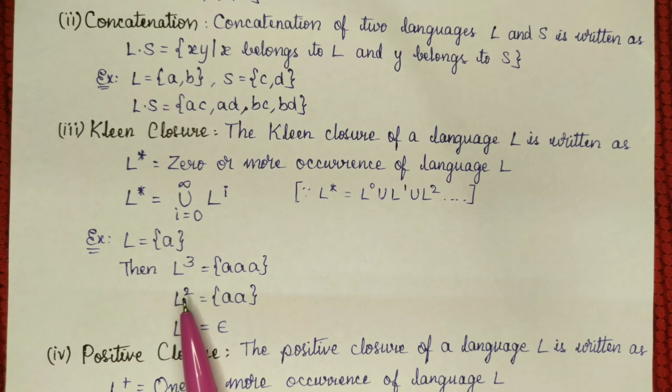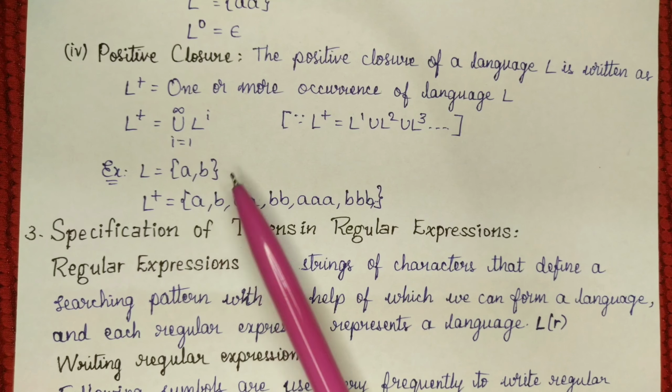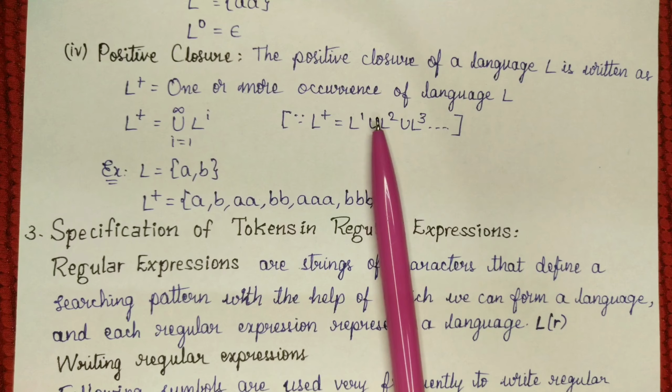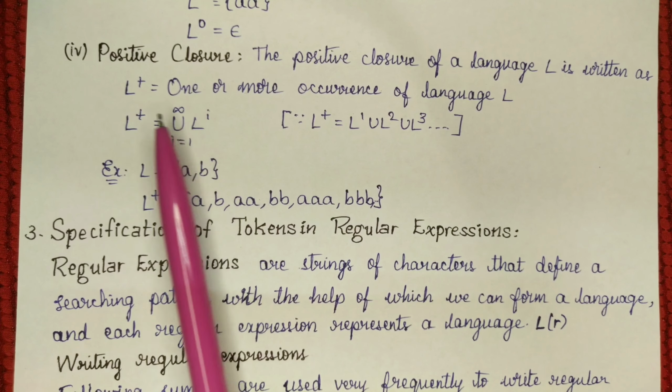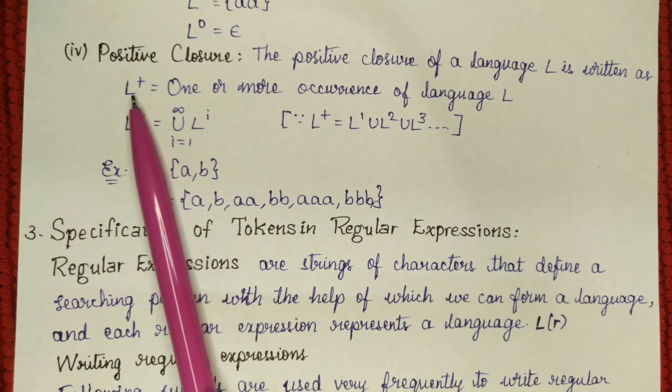Similarly, L to the power of 2 means we have to write A 2 times. L to the power of 0 means epsilon. Next is positive closure. It is the same as Kleene closure, but the concatenation has to be done at least once. It is denoted as L plus. That means one or more occurrences of language L.